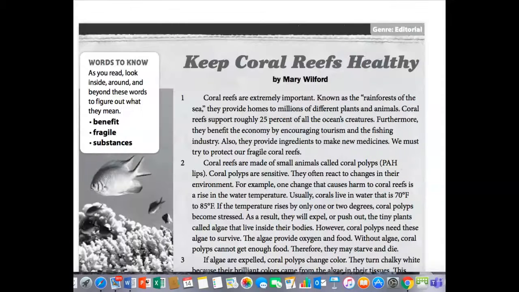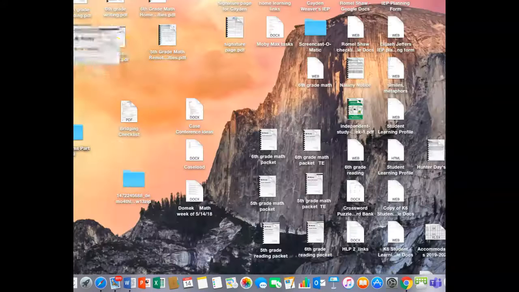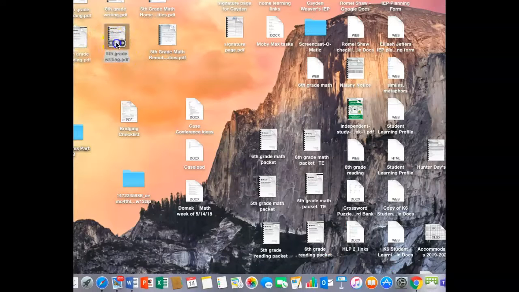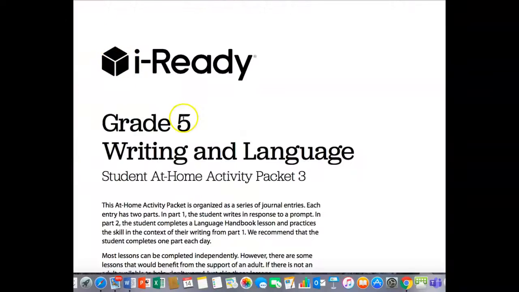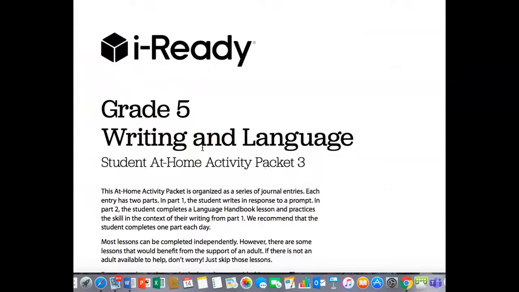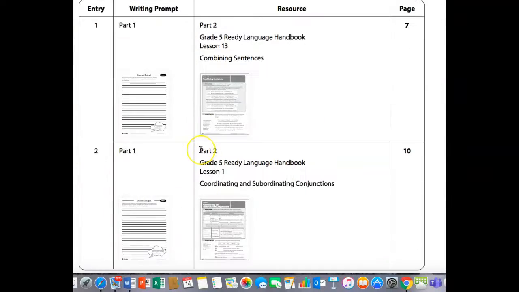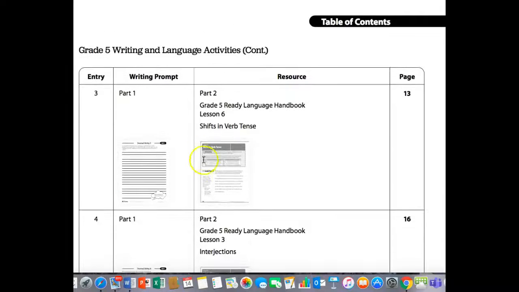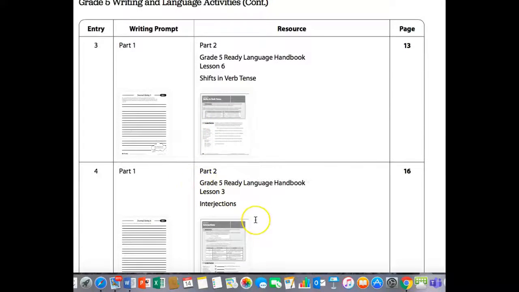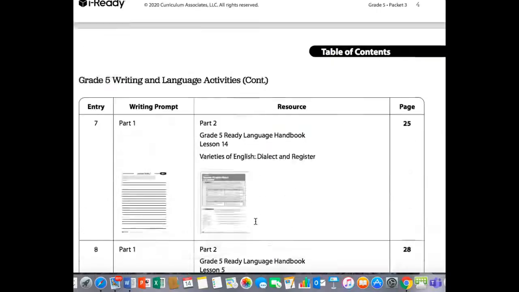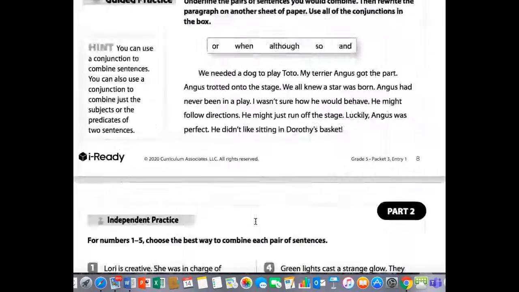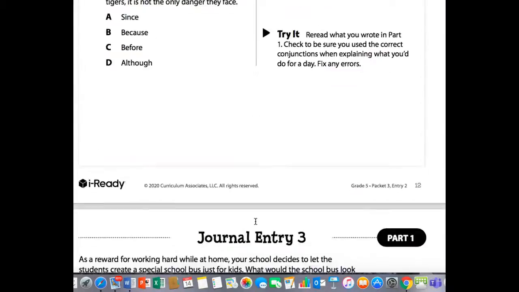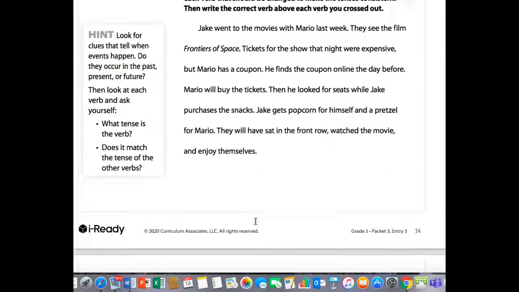Now let's look at what your writing assignment is. Hold on, let me find that. Your writing assignment is entry 4, part 2. So let's take a look at entry 4, part 2. That's on page 16.